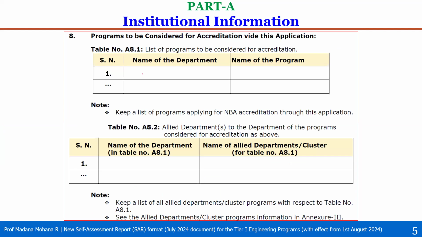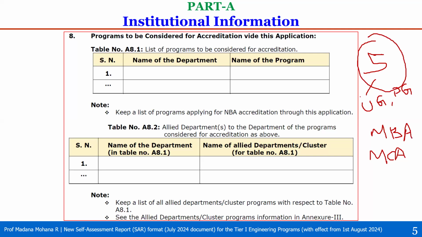That means, as per the NBA guidelines, we have to apply for a maximum of 5 programs in an application. The five programs you may take as a combination in the engineering category: UG, so UG BE or BTech, then PG, ME, MTech. Other than this, you may include MBA also. You may include MCA also along with this UG or PG. But a maximum of 5 programs in an application.